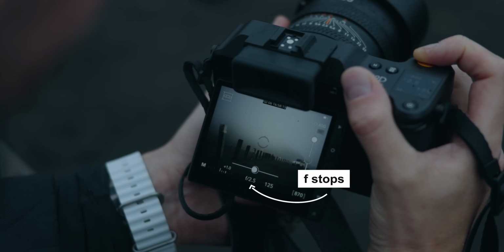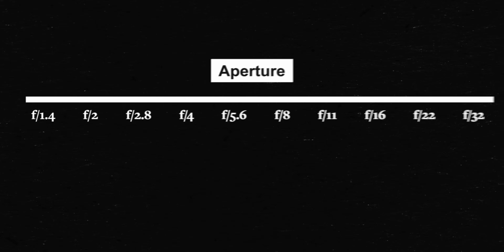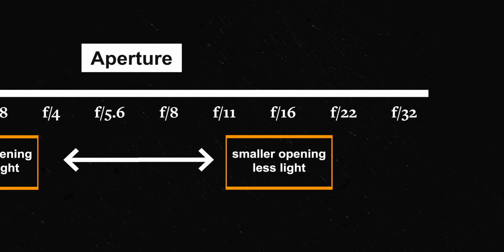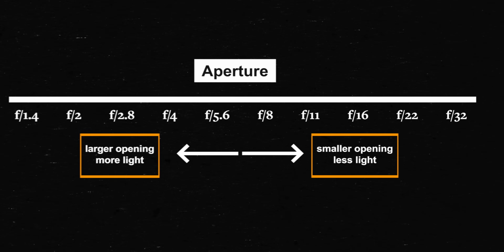Aperture is the physical opening in your lens that controls how much light enters your camera. This opening is adjustable and is measured in what's called f-stops. The lower the f-stop, the larger the opening, and the more light that enters your camera. The higher the f-stop, the smaller the opening, and the less light that enters your camera.